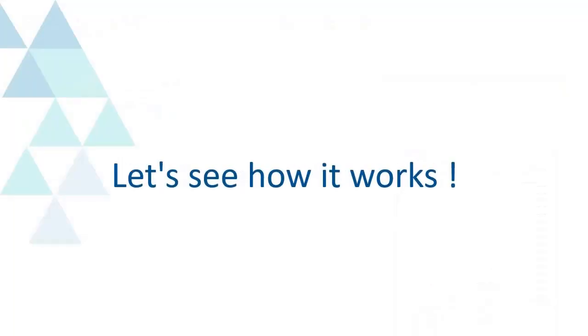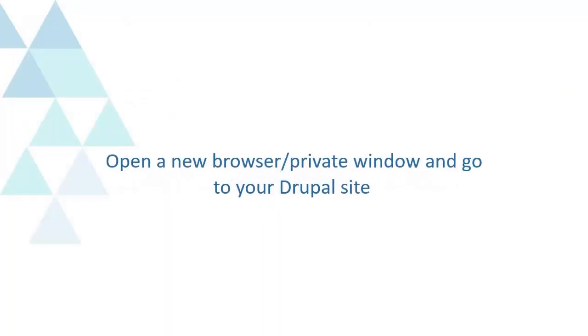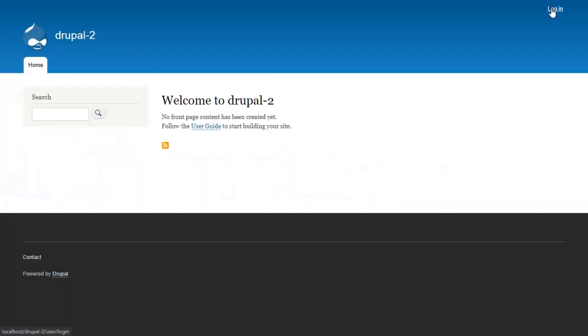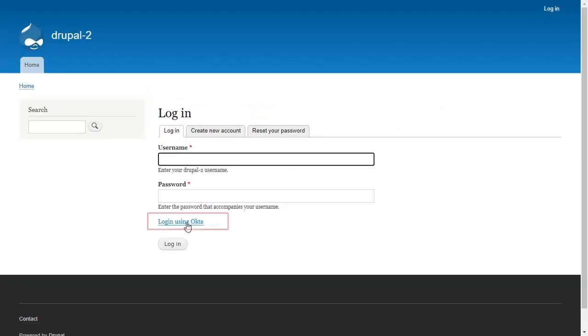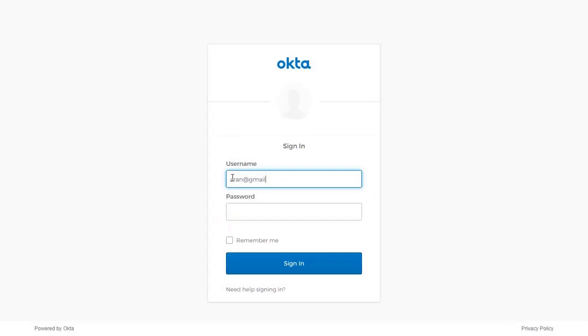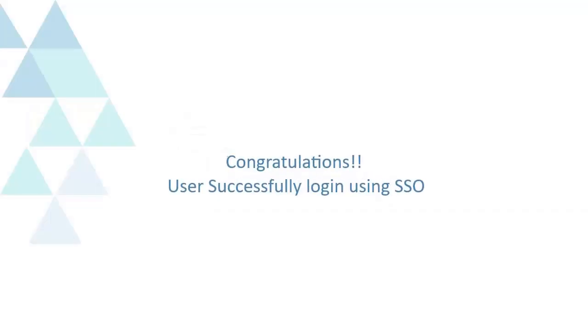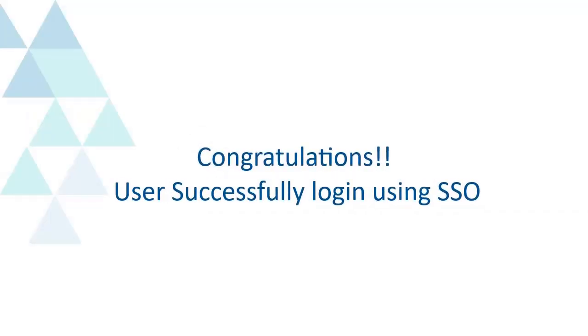Let's see how it works. Open a new browser private window and go to your Drupal site. Now, click on the link to initiate the SSO from Drupal. Login here with your Okta credentials. Congratulations, user successfully login using SSO.